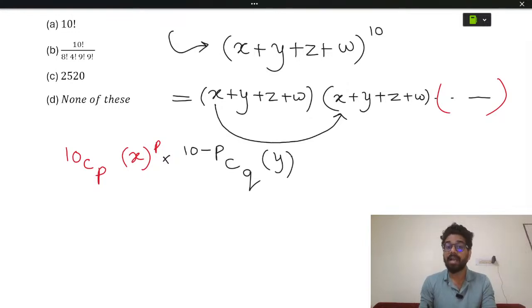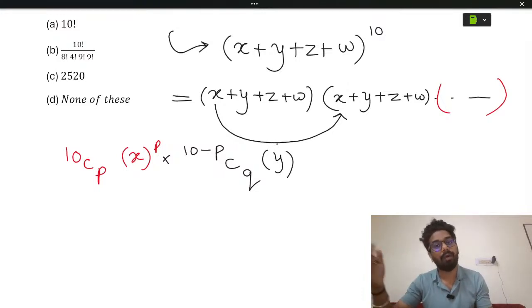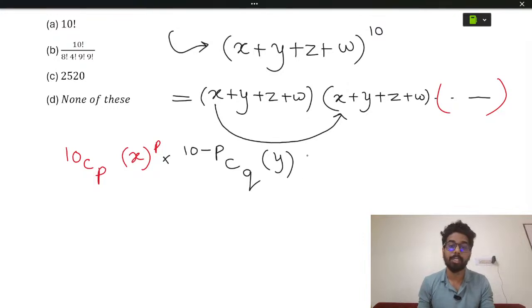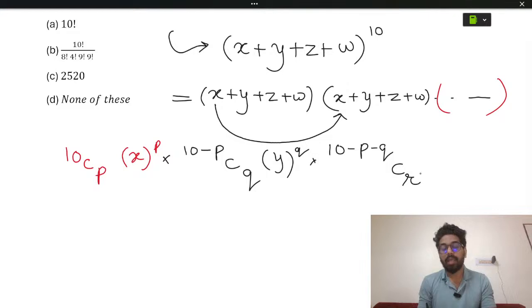So how many y's will be there? For y, I am selecting q factors, so each factor will contribute y. So y into y, how many times? q times. Okay, and so on. Now, how many are we remaining with? 10 minus p minus q are the remaining ones. Now out of this, I will select r, and these factors will contribute only z.